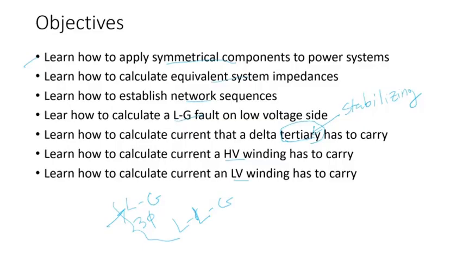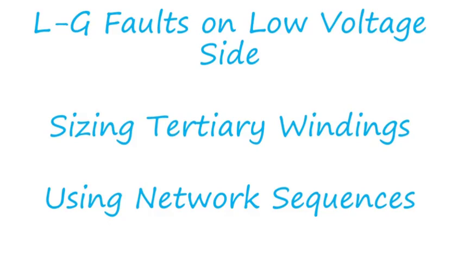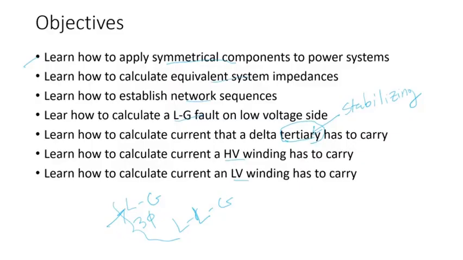So I'll continue talking about the calculation of the line to ground faults on the low voltage side, and how to calculate the current that will be flowing through the high voltage, through the low voltage, and through the delta winding. So I kind of went through the first video.